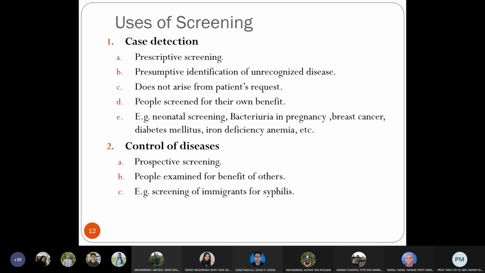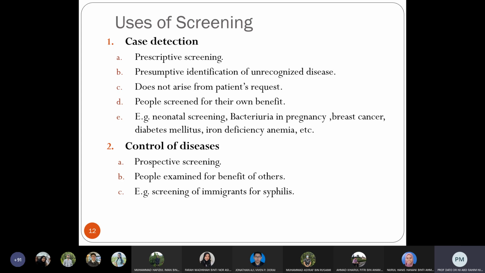Uses of screening: case detection, prescriptive screening, presumptive identification of unrecognized disease that does not arise from the patient's request. So screening is not based on patient request. Sometimes you do it when a patient is admitted for another condition, but you do this test in order to check whether this person has got a problem or not. People screen for their own benefit. Examples: neonatal screening, bacteriuria in pregnancy, breast cancer, diabetes mellitus, iron deficiency disease, control of disease.